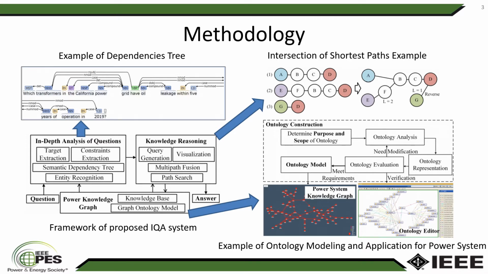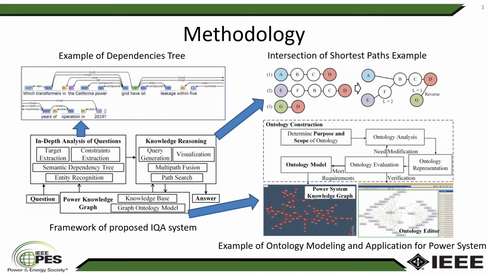Next, the system performs the knowledge reasoning, uses the graph ontology model to search and merge the reasoning paths, automatically generates a query sentence, and then runs the query in the knowledge database. Finally, the query result can be visualized and the answer is returned to the user. The four main steps in the in-depth analysis of questions are performed within the same time.